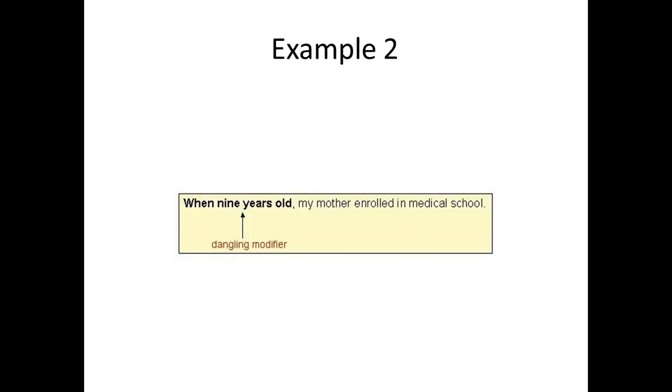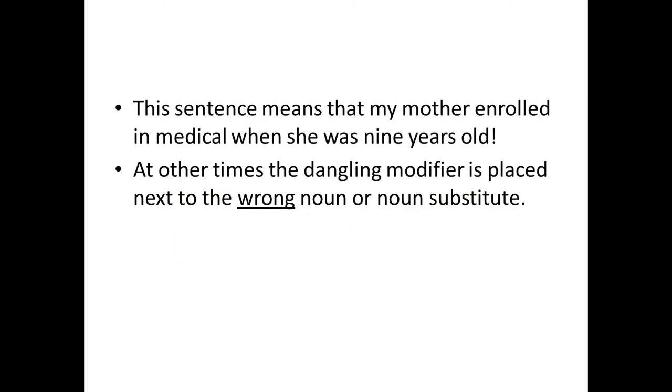So example 2 is here. "When 9 years old, my mother enrolled in medical school." This is also a dangling modifier. This sentence means that my mother enrolled in medical school when she was 9 years old. At other times the dangling modifier is placed next to the wrong noun or noun substitute.